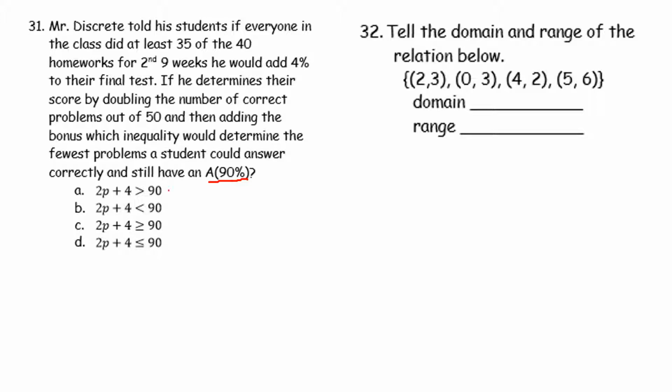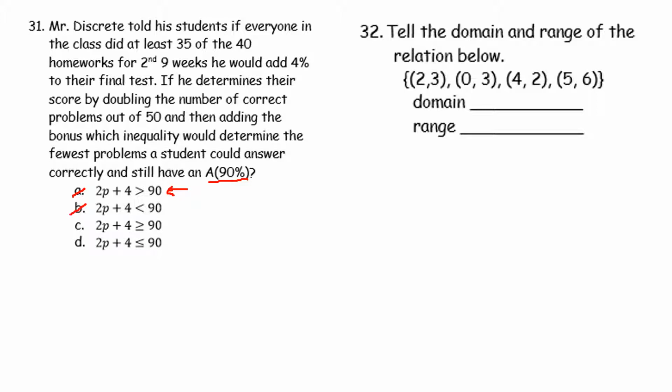So looking at this first one here, letter A, it says greater than 90. Well, that would tell us that 90% would not be good enough. It would mean that you would have to get higher than a 90. So that's not correct because a 90% is an A, so it's okay for them to get a 90%. So A is not correct. Let's look at B. This one says less than 90. Well, no, if you earn less than a 90, you are not getting an A.